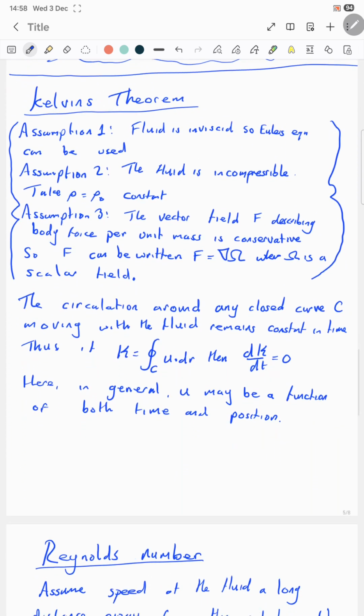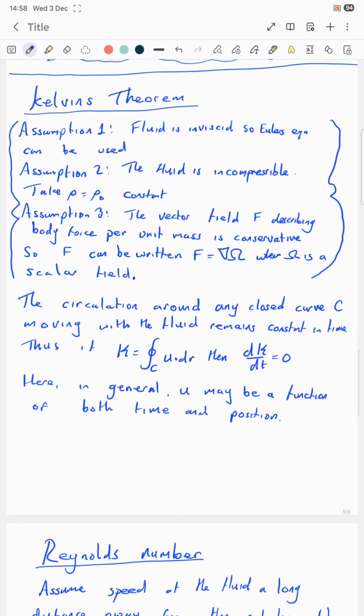Now let's move on to Kelvin's theorem. Assumption 1, the fluid is inviscid, so Euler's equation can be used. Assumption 2, the fluid is incompressible, so our density equals our initial density, which is constant. Assumption 3, the vector field F describing a body force per unit mass is conservative, so F can be written as this, where omega is a scalar field.